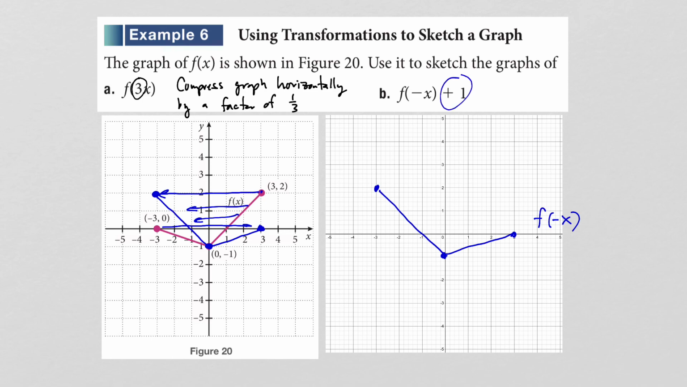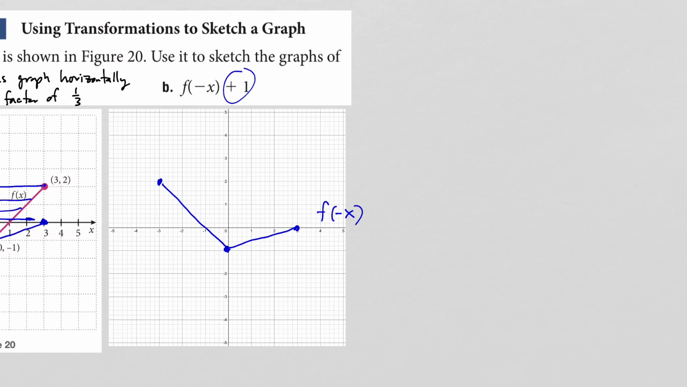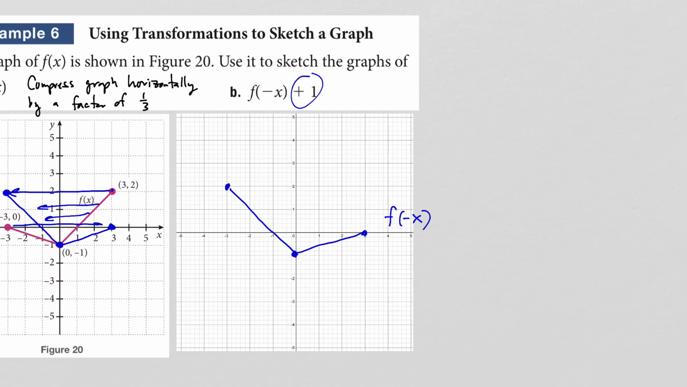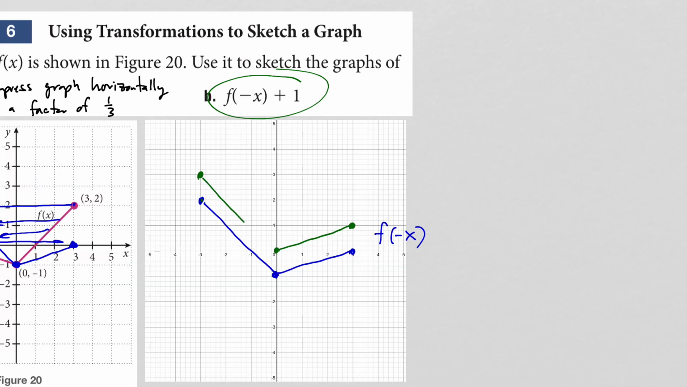Now I need to do the plus 1 part. So the plus 1 part is just going to take this graph and shift everything up 1 unit. So for the graph of f of negative x plus 1, we're going to take this point here, shift it up 1 unit. This point in the middle, shift it up 1 unit. And this point on the other end, shift it up 1 unit. And then just connect those 3 points. And this is what f of negative x plus 1 will look like.